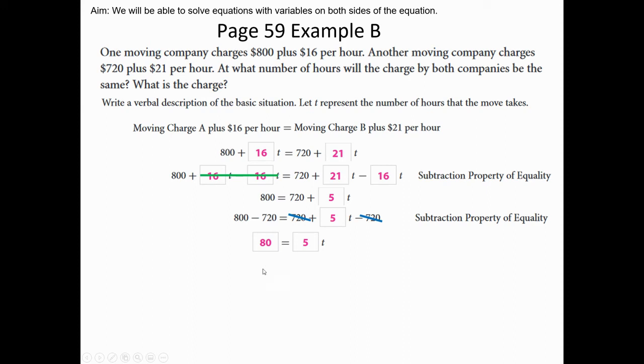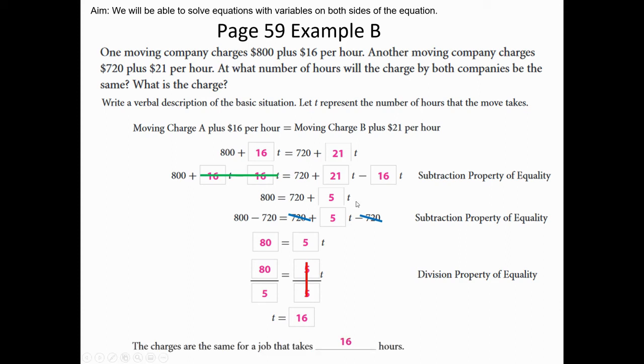And now we're almost done. Let's try to get rid of this 5 in 5t. What's the opposite of 5t? Isn't that 5 times t? The opposite of multiplication is division. So on both sides, I'm going to divide by 5. That cancels it out on the right side. And then 80 divided by 5 is 16. So our final answer is t equals 16, right? We're done? t equals 16. We're good to go?